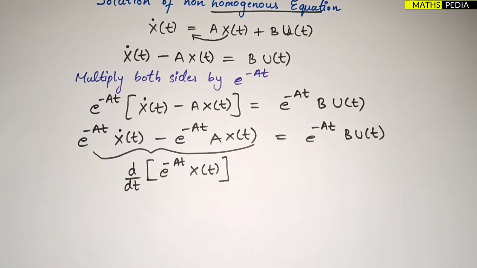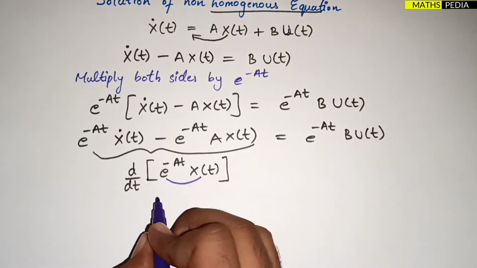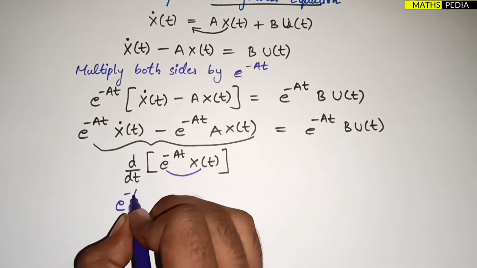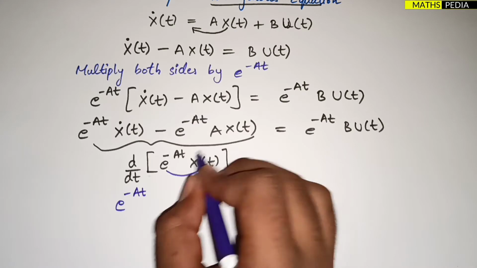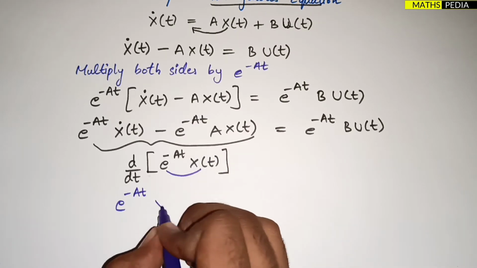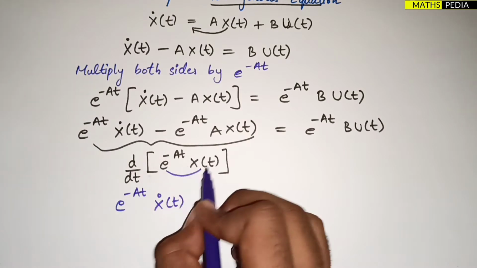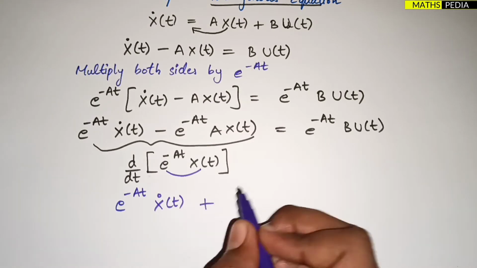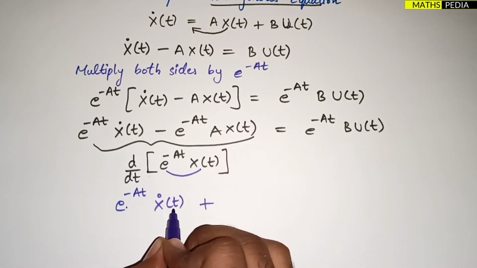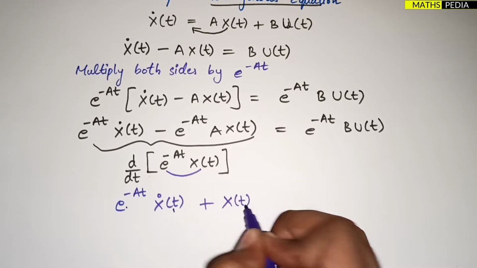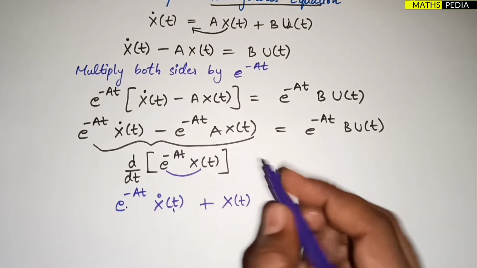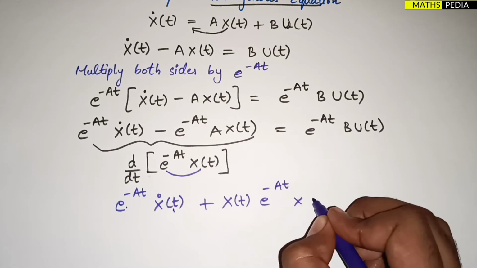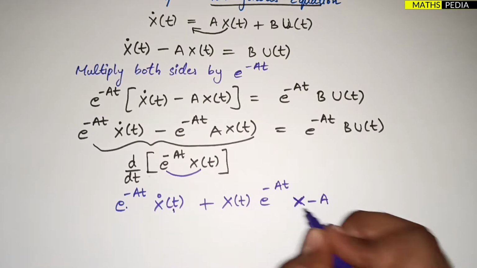This is nothing but two terms are there, so we have to go for the product rule. As we know, the product rule of differentiation, the uv rule: first term as it is into the differentiation of the second term, the differentiation of x of t, which is x dot of t. Remember, the differentiation of x of t is represented by x dot of t. Plus second term as it is into the differentiation of the first term. The differentiation of e power minus At will be e power minus At itself into this constant term, that is minus A. Okay, this is into minus A.